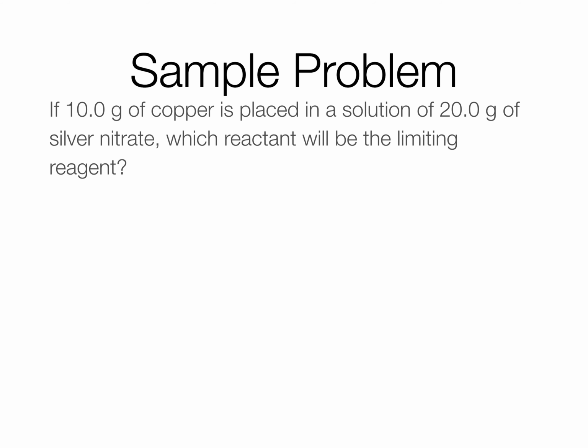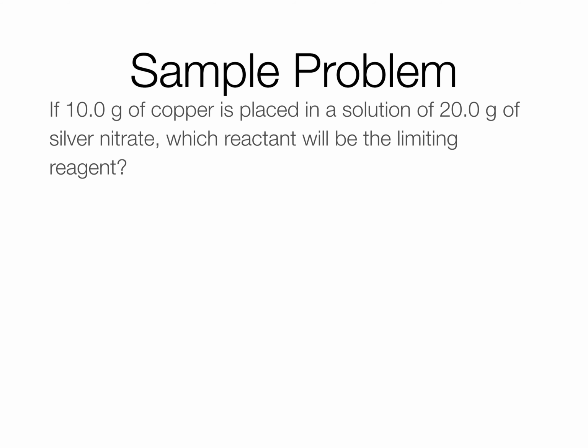Here we have a sample problem that says if 10 grams of copper is placed in a solution of 20 grams of silver nitrate, what reactant will be the limiting reagent? So the wording, we have to be a little bit careful here. What it's saying is not that the solution is 20 grams, but the solution contains 20 grams of silver nitrate.